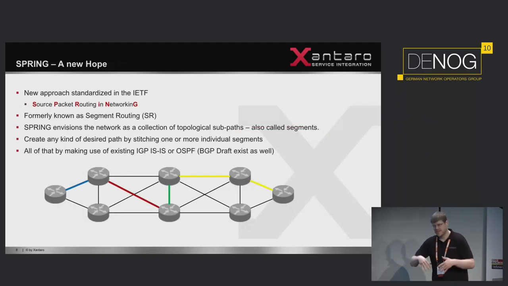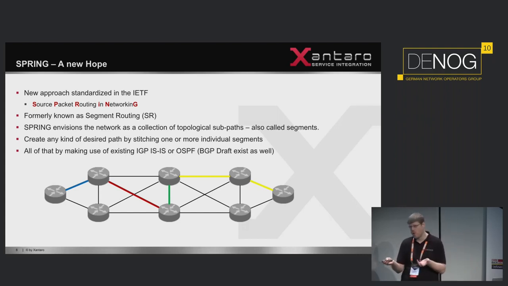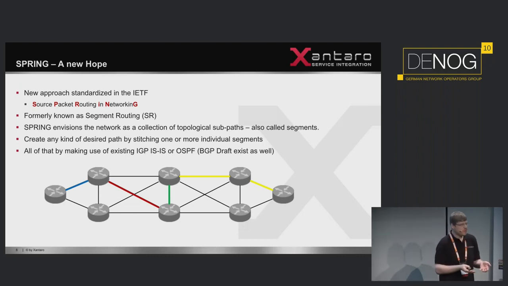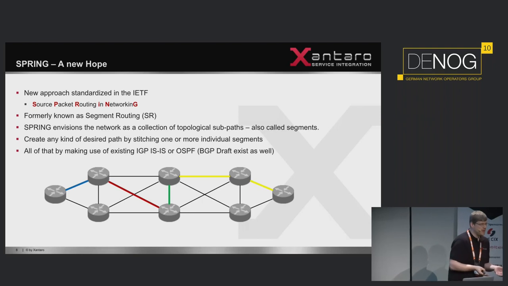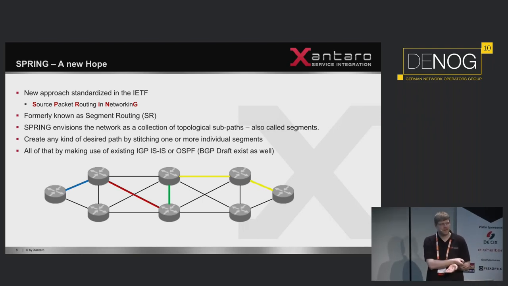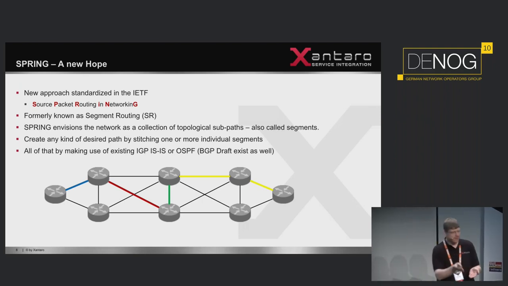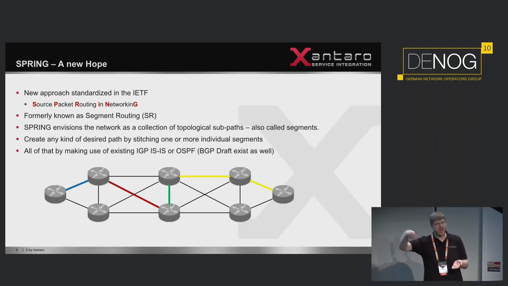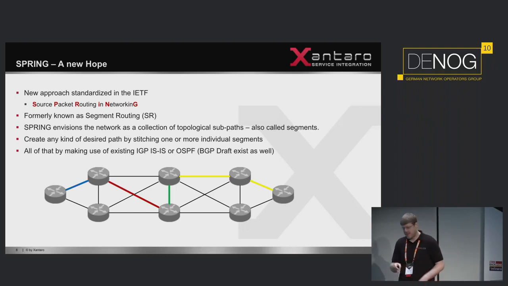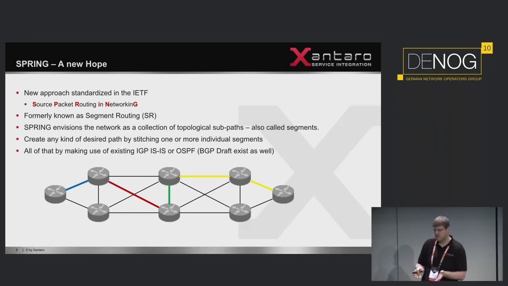Spring is more or less the IETF term. Segment routing is what is more used in marketing. It was originally coined by Cisco. So if you're talking about the IETF stuff, it's mostly Spring. And as we've run out of acronyms in the industry, we now need to actually carve the letters out of the words in between. So Spring is actually source packet routing in networking, to get a meaningful acronym for our new protocol. The idea in Spring is to envision your network as a series of segments.